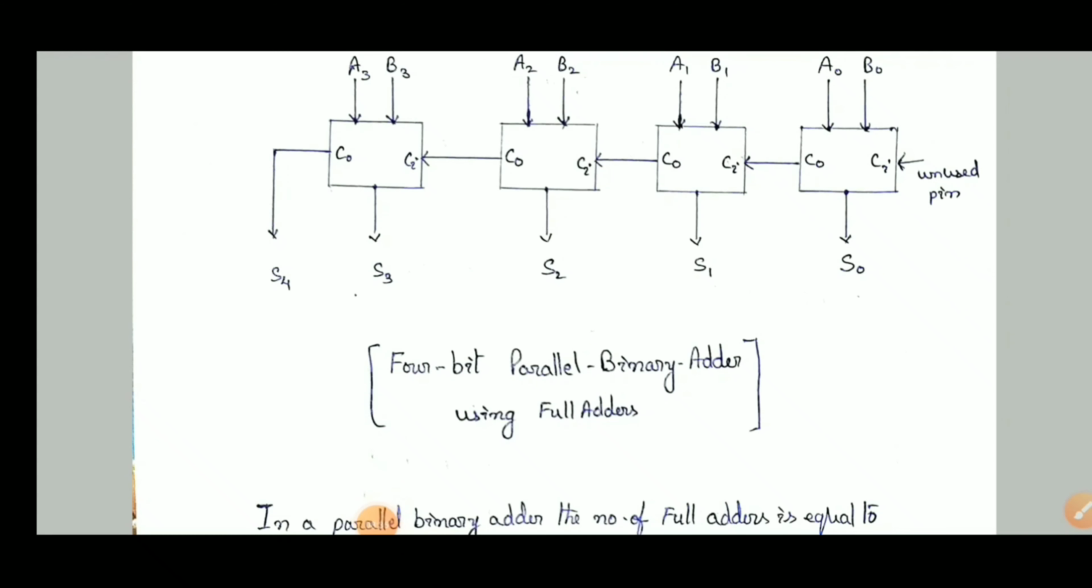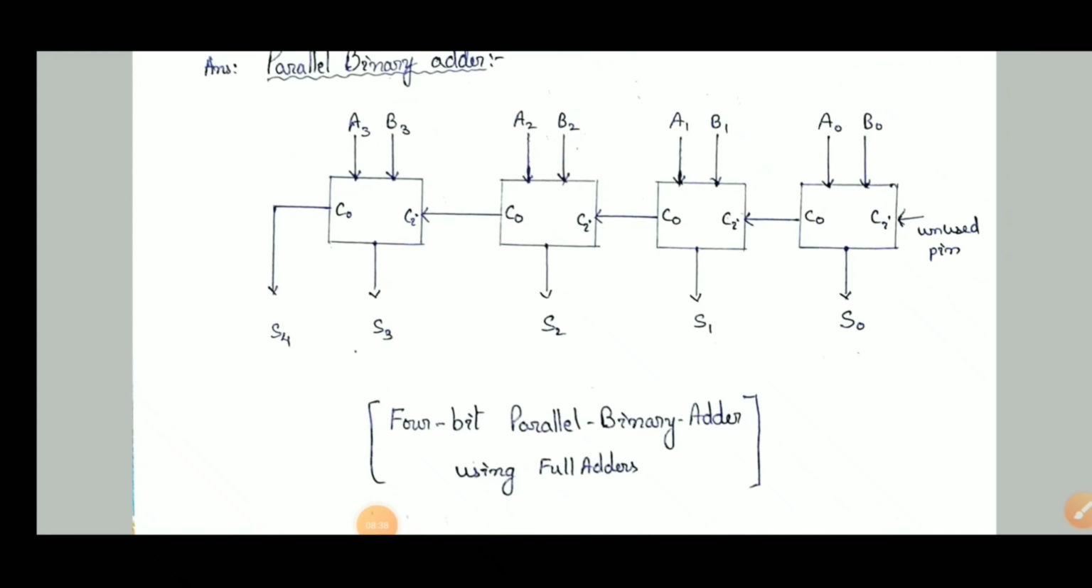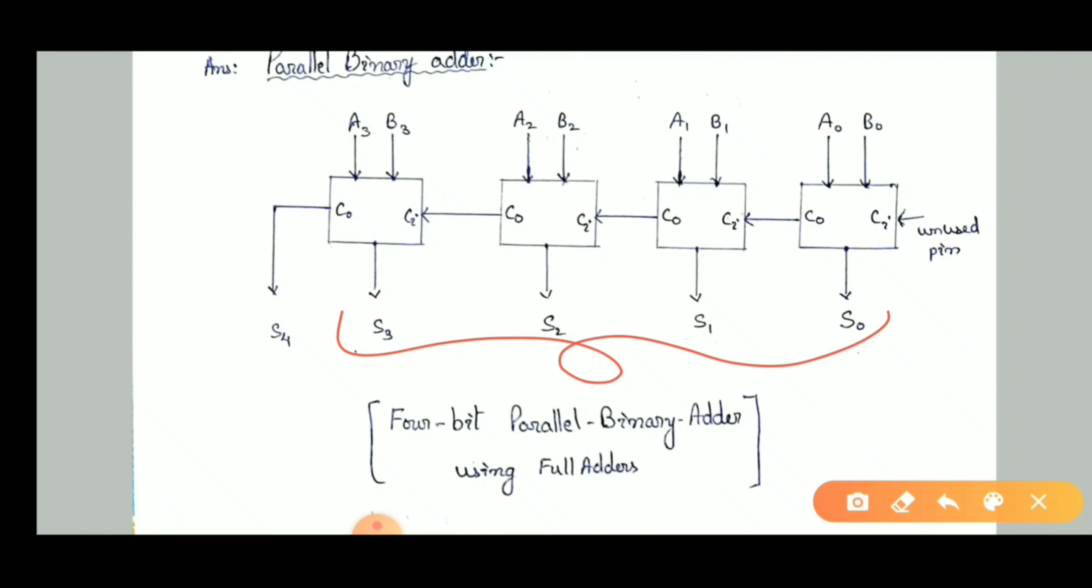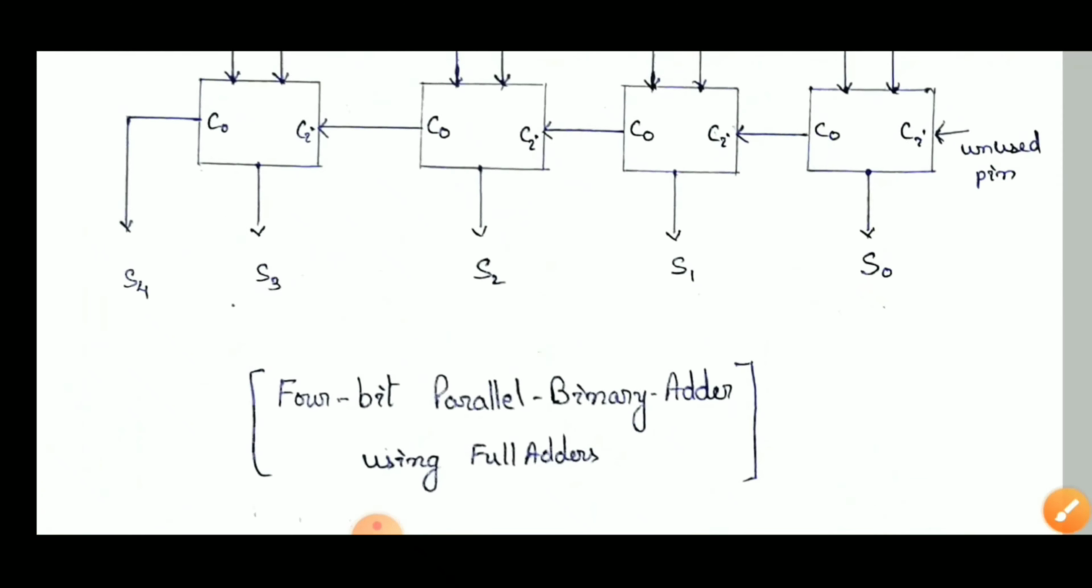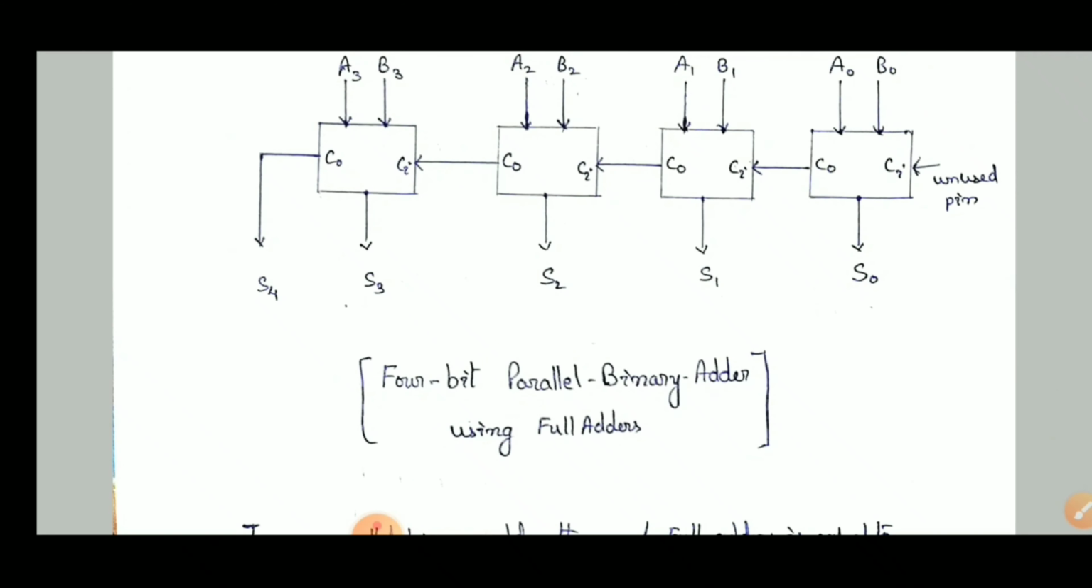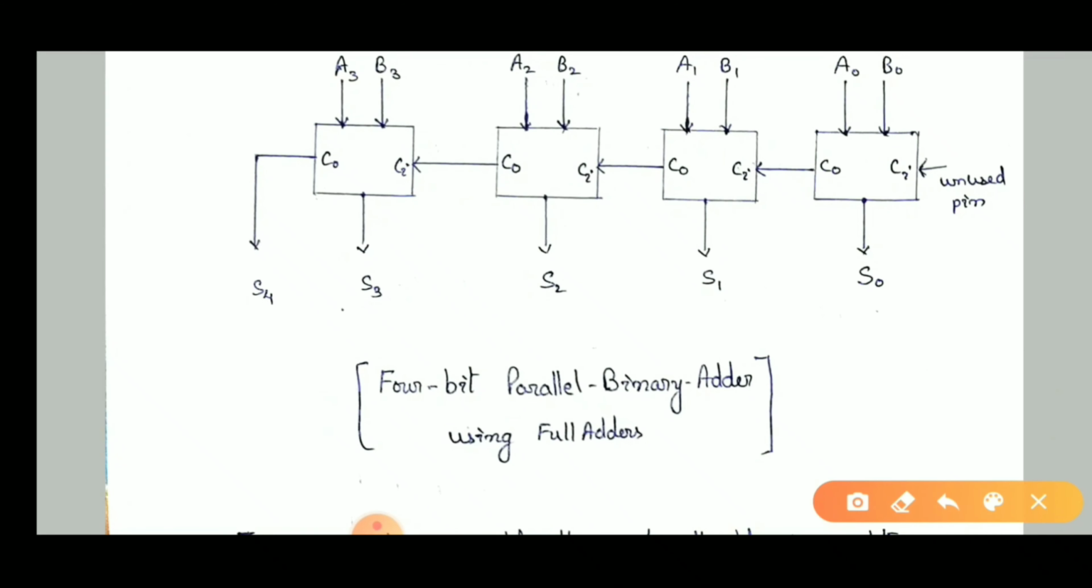Now let me explain the operation of this circuit by using one example. Suppose we have to add two numbers, the first number is 1010 and the second number is 1011. Now we have to add these two numbers.